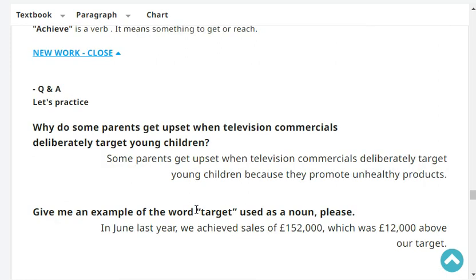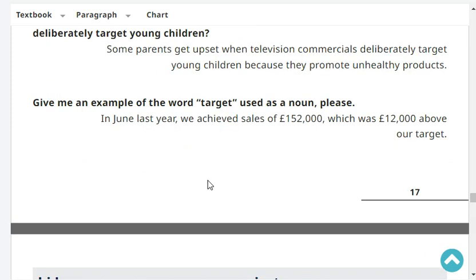Let's practice. Why do some parents get upset when television commercials deliberately target young children? Some parents get upset when television commercials deliberately target young children because they promote unhealthy products.